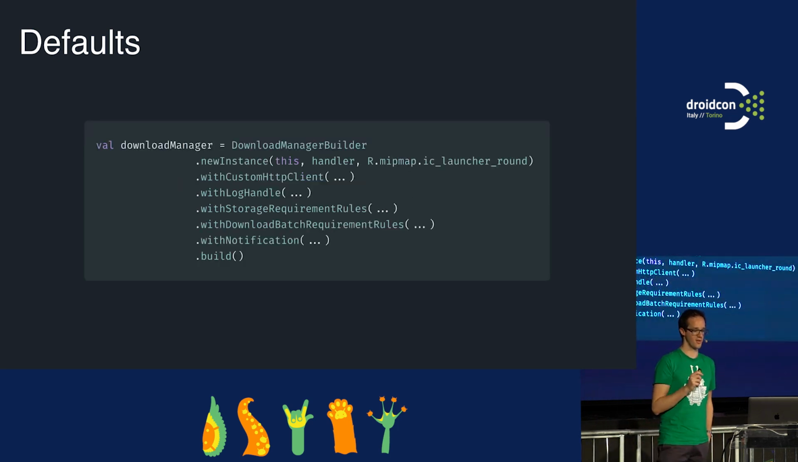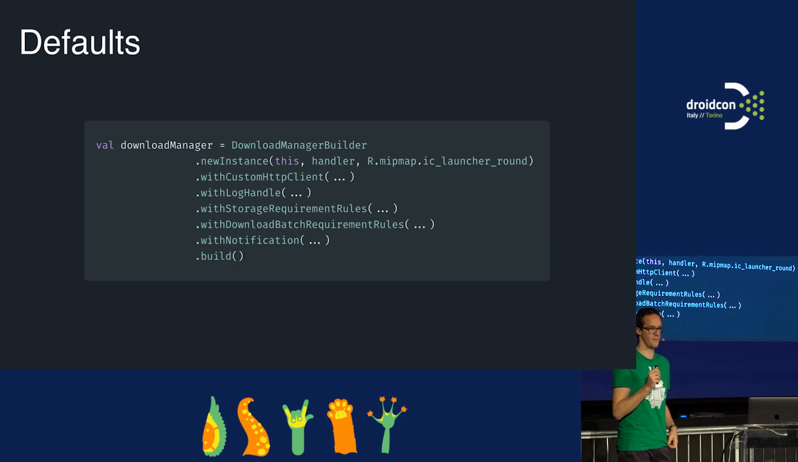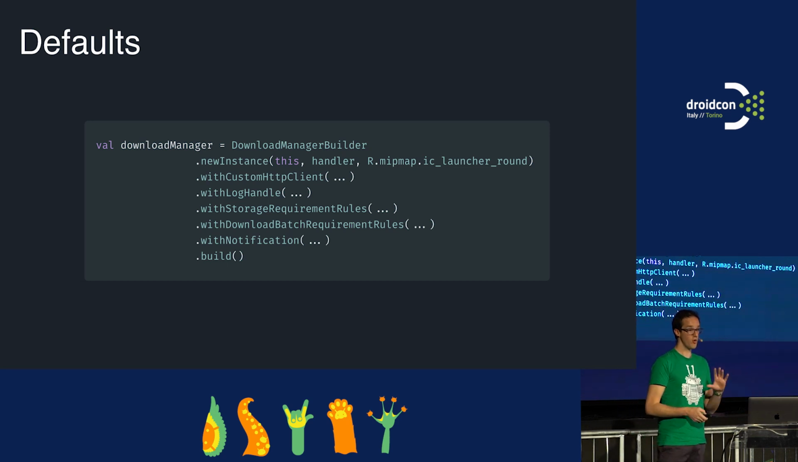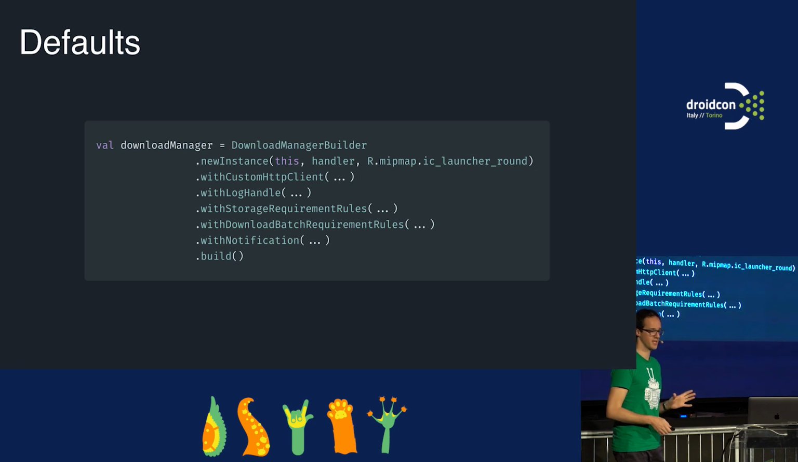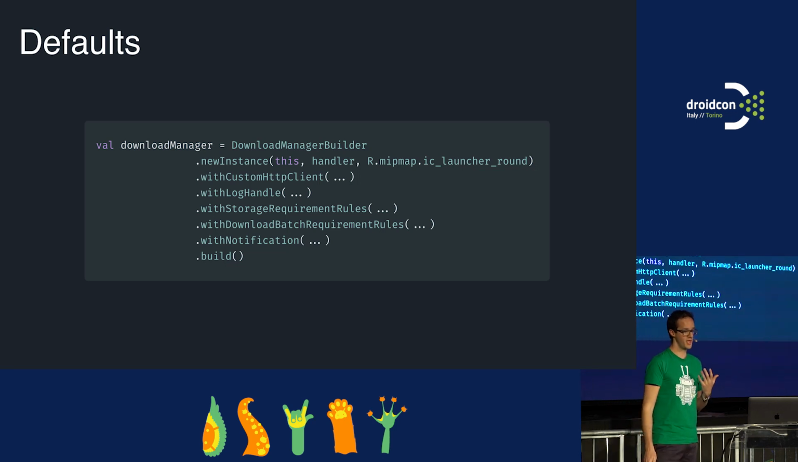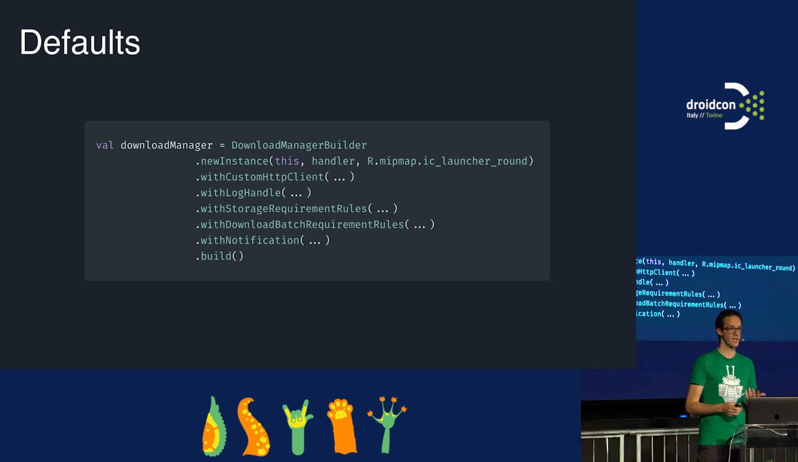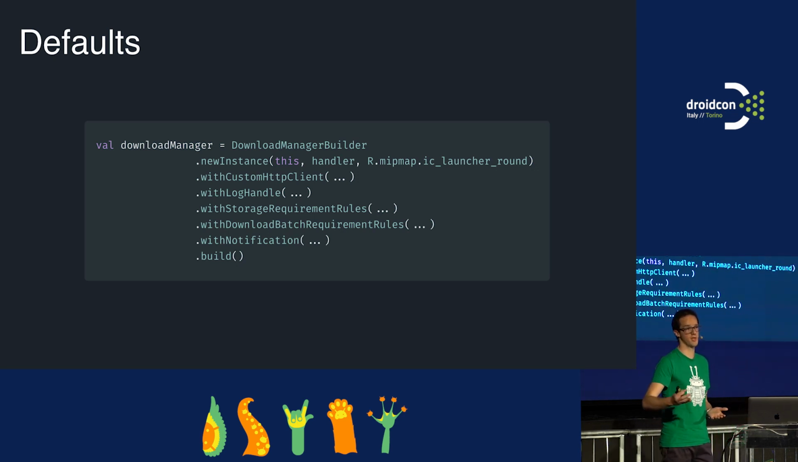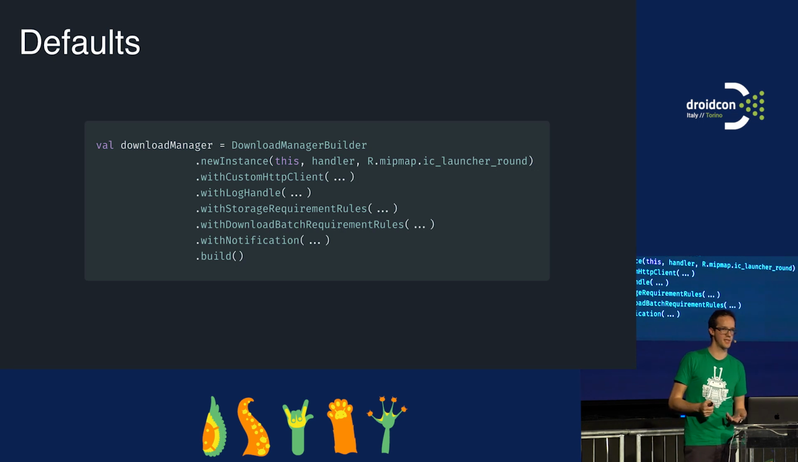There are a lot of utility methods and a lot of other collaborators of the download manager, which all have a default value, but every single client application can customize. So for example, the HTTP client. Under the hood, we use OkHttp, but every client application can provide their own HTTP client. So they can attach any listener, they can customize it, they can change it however they want.